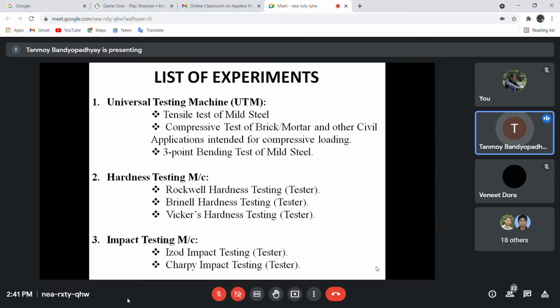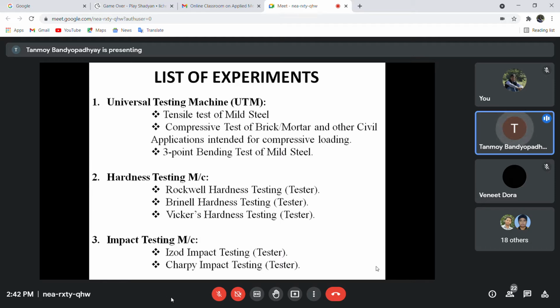I hope you will be asking me to send the PPT, but I will be sending the PPT after the end of the semester, because I keep on modifying the PPT based on the experiments that we are discussing. So at the end of the session, I will be sharing the PPT with you, and you can study it from the PPT also.